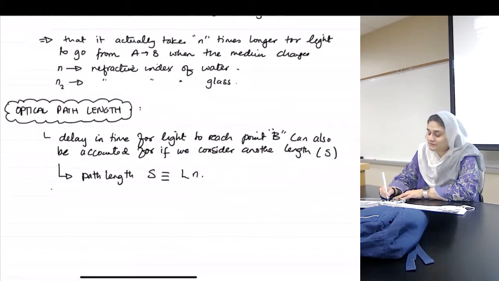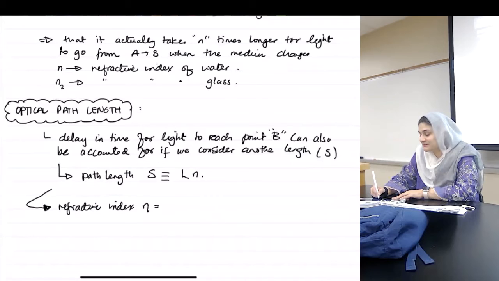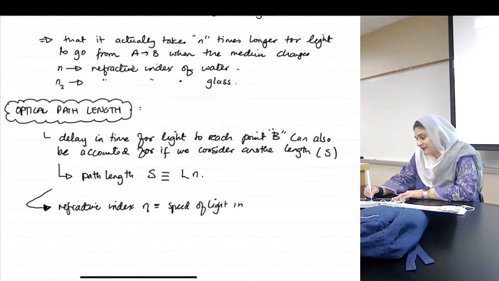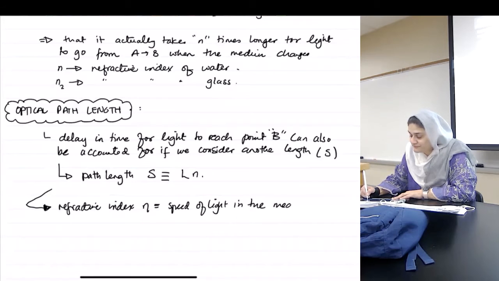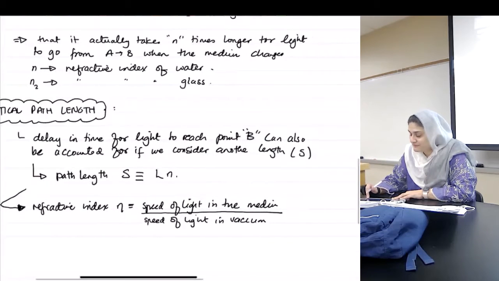And from here, all of this results in the fact that refractive index is now defined as the speed of light in the medium divided by the speed of light in vacuum or free space.